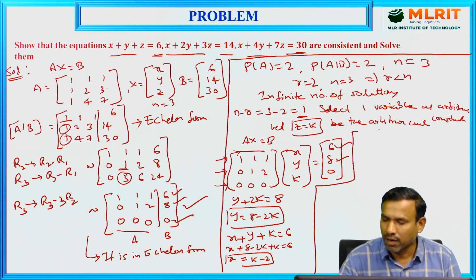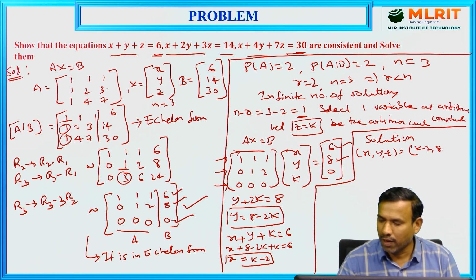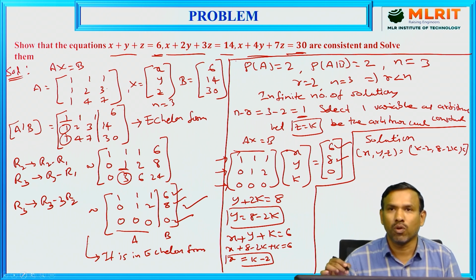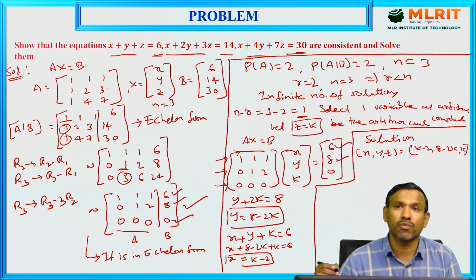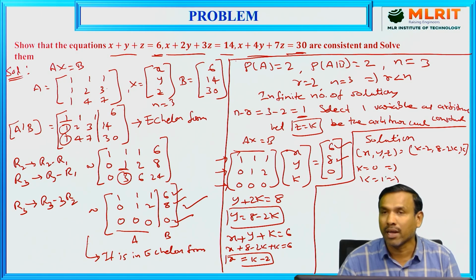So what is the solution here? The solution is (x, y, z) where x is k minus 2, y is 8 minus 2k, z is k. This is the solution. So how do we get infinite number of solutions? What is k? K is an arbitrary constant. You can take k is equal to 0, you will get one solution. If you write k is equal to 1, another solution. However many values you give for k, you will get that many solutions. Suppose x is equal to 0, what do you get?